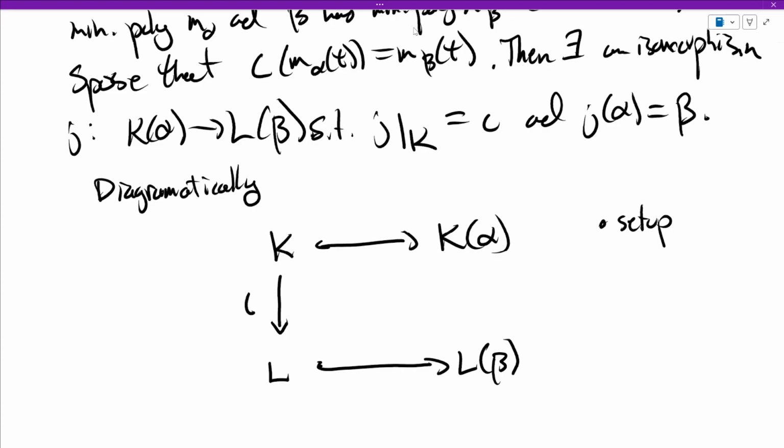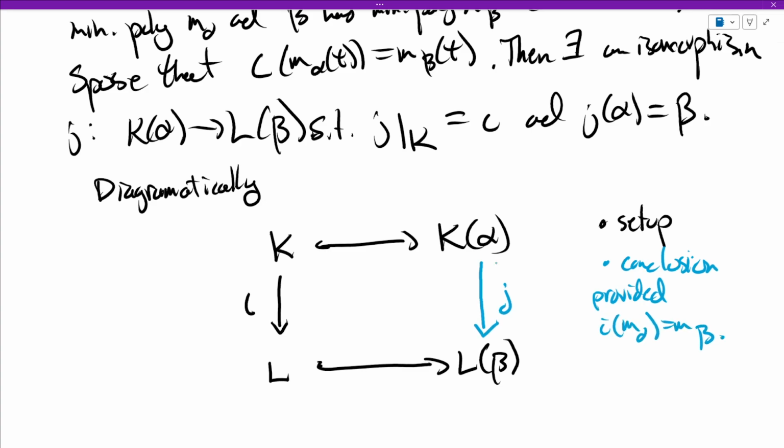All right. What does the theorem tell us? The theorem tells us we can complete this to a J, so conclusion, provided something is satisfied: iota of M alpha is M beta. So you can complete this, and this is an isomorphism as well. Sometimes we write our isomorphisms with a squiggle to indicate it's an isomorphism. And we can do this in such a way that the following happens.